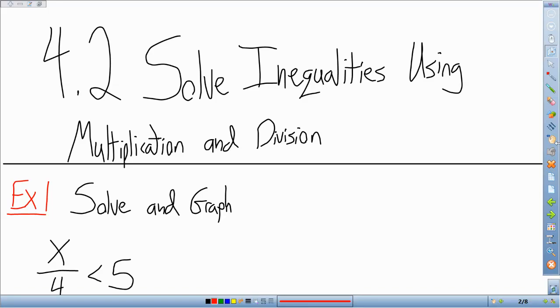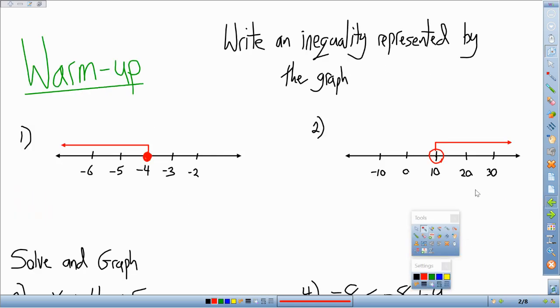Hey everybody, so today we are looking at 4.2, solve inequalities using multiplication and division. In our last lesson we started inequalities. We learned how to read them and graph them. Before we get into this, I want you to try a quick warm-up dealing with what we learned yesterday, and then we'll get into the new stuff today.